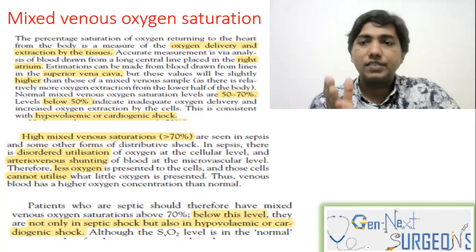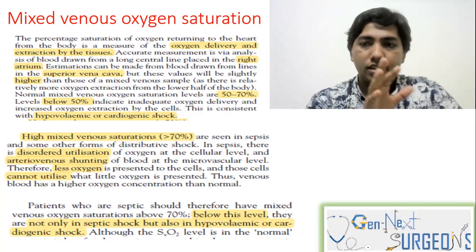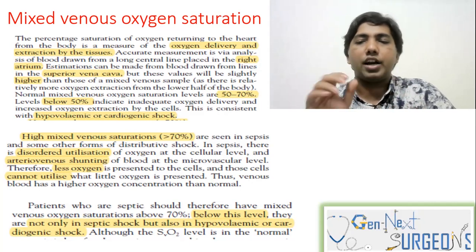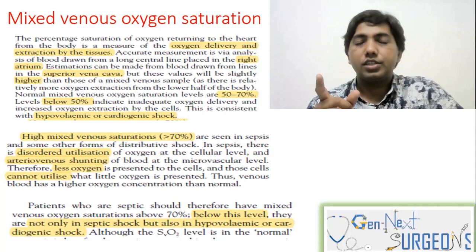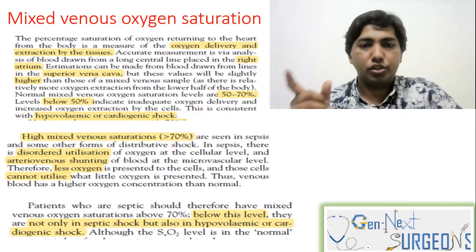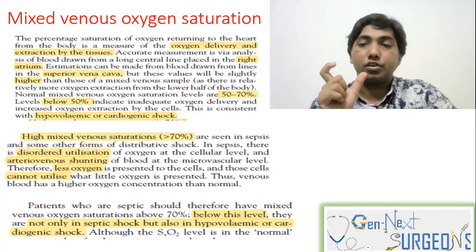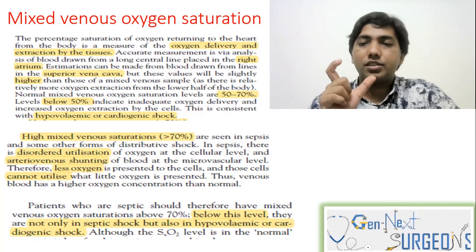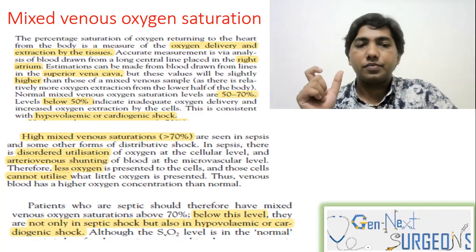If it is less than 50%, then that patient is in shock, whether it is due to hypovolemic or cardiogenic shock. But if it is more than 70%, it is called high mixed saturation. That patient has sepsis, septic shock. So a septic shock patient must have a mixed venous saturation of more than 70%.